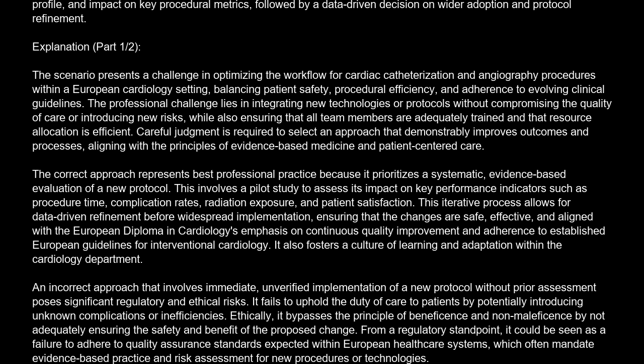An incorrect approach that involves immediate, unverified implementation of a new protocol without prior assessment poses significant regulatory and ethical risks. It fails to uphold the duty of care to patients by potentially introducing unknown complications or inefficiencies. Ethically, it bypasses the principle of beneficence and non-maleficence by not adequately ensuring the safety and benefit of the proposed change. From a regulatory standpoint, it could be seen as a failure to adhere to quality assurance standards expected within European healthcare systems, which often mandate evidence-based practice and risk assessment for new procedures or technologies.